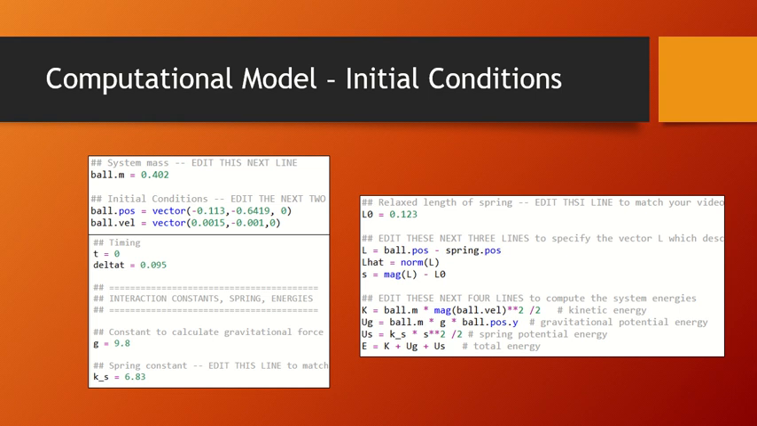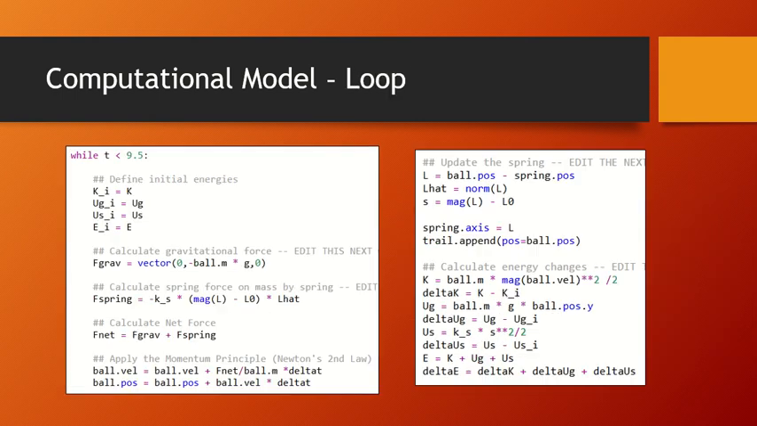Finally, I added the formulas of the energies that will be relevant to my experiment, which include the kinetic energy, the gravitational potential energy, the spring potential energy, and the total energy. This is the loop of my computational model, which will work while the time is less than 9.5 seconds, since this is how long the video is. Then I stated the initial energies as well as the forces relevant for the experiment with their respective formulas. Afterwards, I used the velocity update formula and the position update formula to continue updating the computational model. Finally, I found the changes in the energies by subtracting the original energies from their current values.